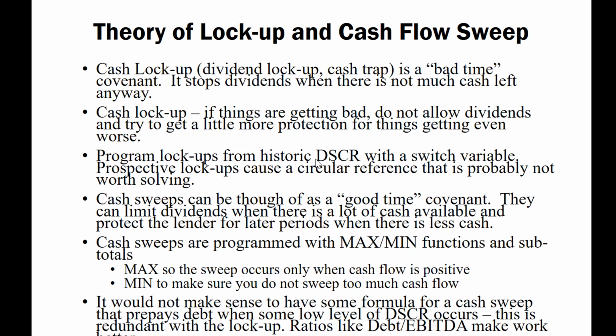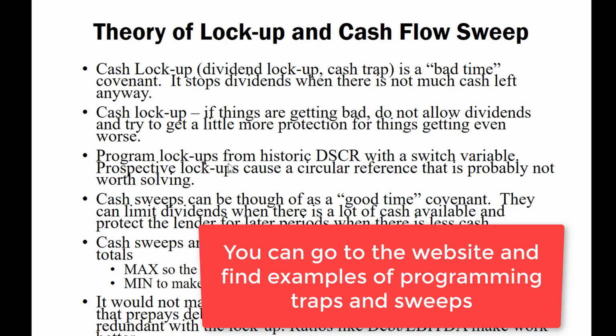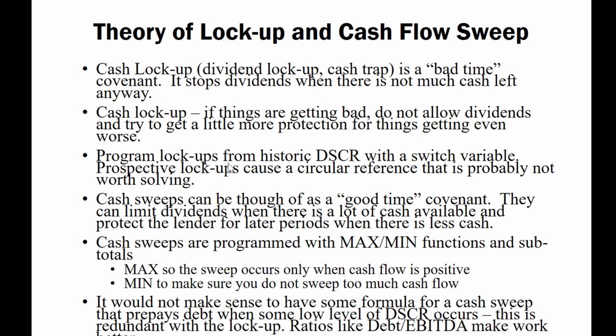And for programming, you just put a little true and false switch in there. If the actual DSCR is greater than the covenant, then you put true and you allow a dividend. If it's false, you trap it. You put in the cash flow waterfall a little line that says cash trapped, and that goes upstairs and is then put into a reserve account.